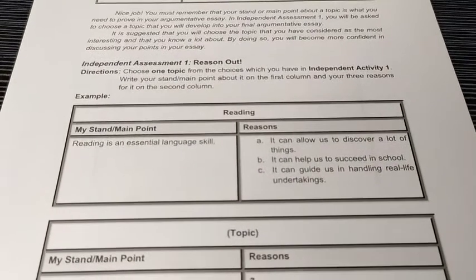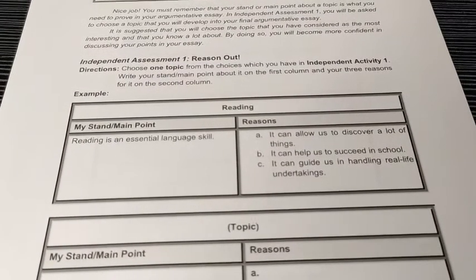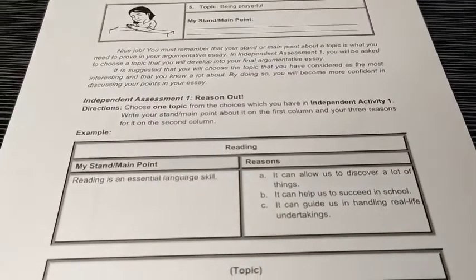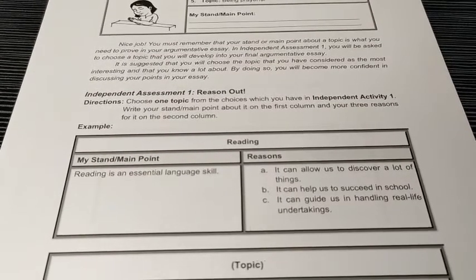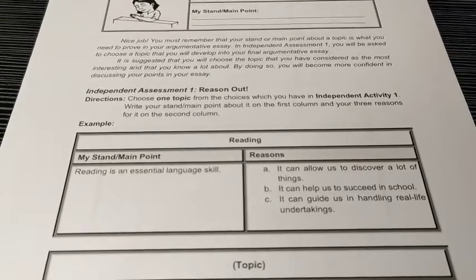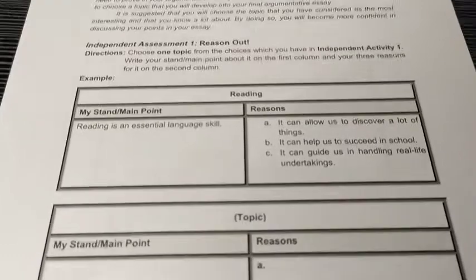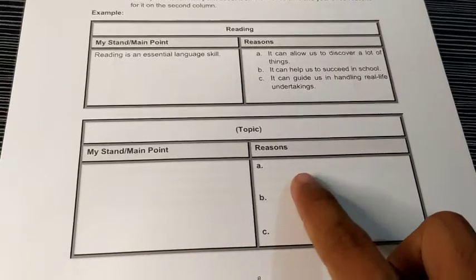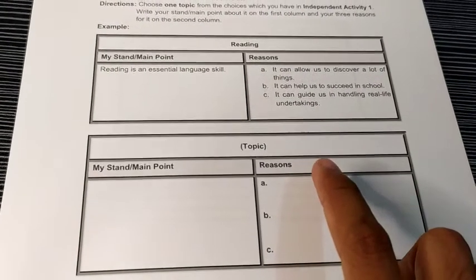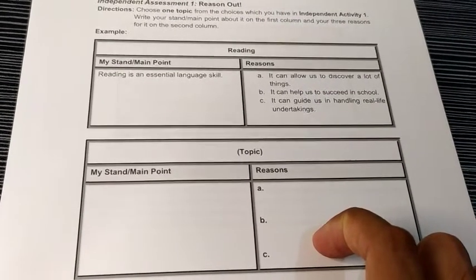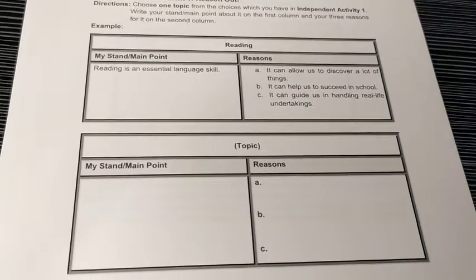For independent assessment number 1, choose one topic which you have in independent activity 1. So that's 1 to 5. You will just choose among those 5. Write your stand or main point about it on the first column and your 3 reasons for it on the second column. Here, what is your chosen stand or main point? Then your reason. Why is it important? How relevant, how related is it to youth nowadays, to students nowadays, in times of pandemic? You can also include that.